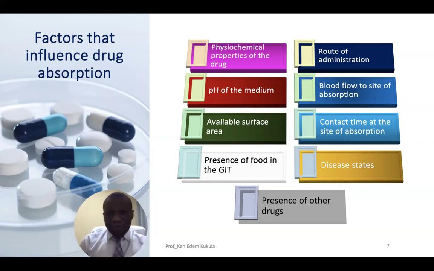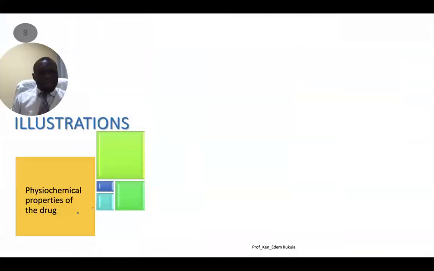And so what we are going to do subsequently would be to pick each of these factors and illustrate how they influence drug absorption. And so quickly, I'm going to pick each of them and then do some illustration. And I hope that this is going to be very interesting and simple enough for all of us. So our first illustration would be on the physicochemical properties of the drug. We are saying that this is one of the factors that can determine whether our drug will be well absorbed or it will be slowly or not well absorbed.